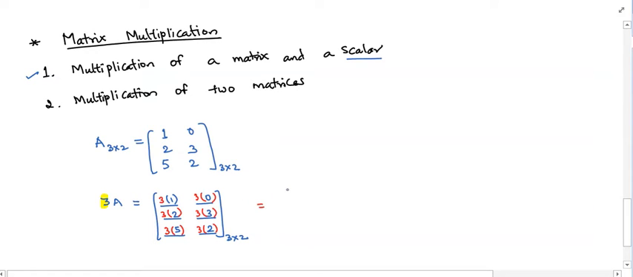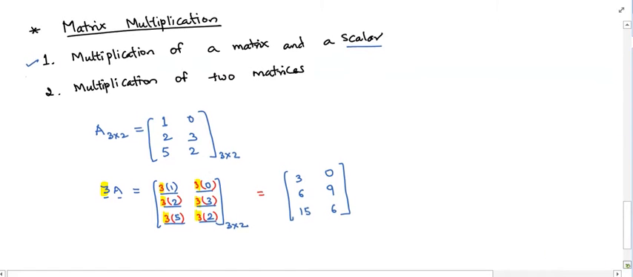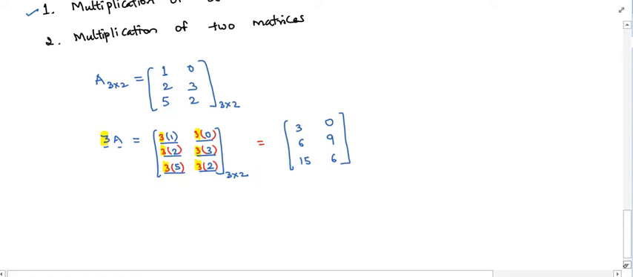So the resulting matrix will be 3 times 1, 3, 3 times 2, 6, 15, 0, 9, 6. So this is how we do the scalar multiplication. What we did, we just multiplied the scalar with each and every element of the matrix. Now moving on to multiplication of two matrices.